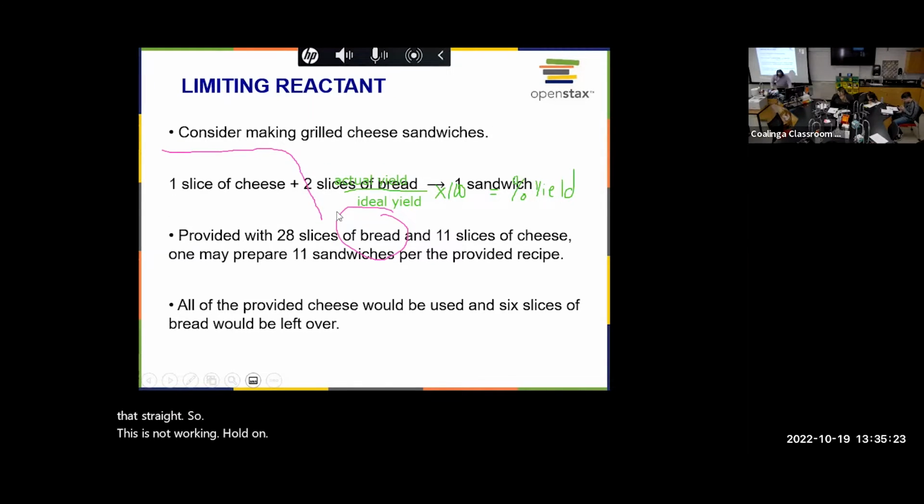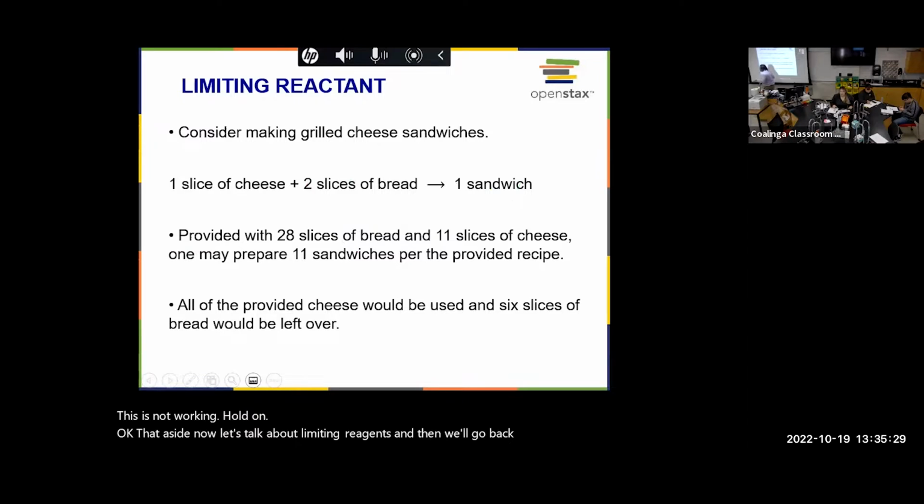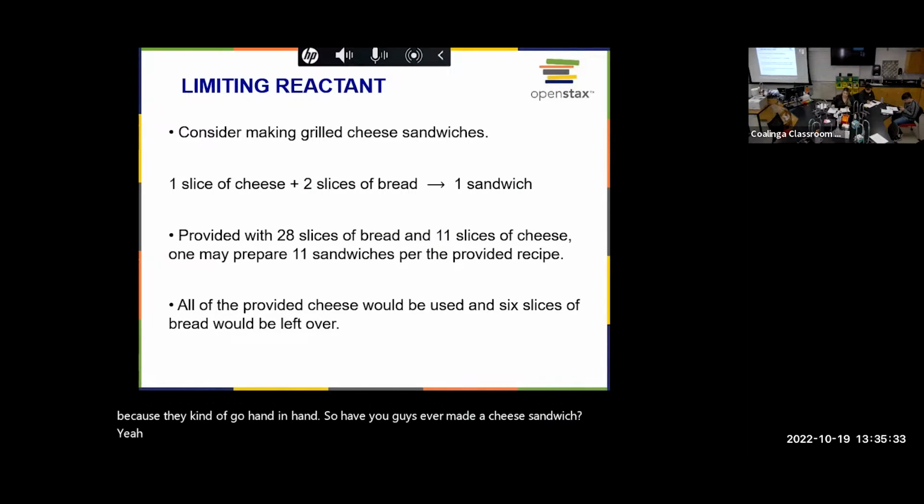Okay, that aside. Now let's talk about limiting reagents, and then we'll go back to percent yield because they kind of go hand in hand. So, have you guys ever made a cheese sandwich? Yes. Yeah? Okay, good. So this should be real easy. I make cheese sandwiches.